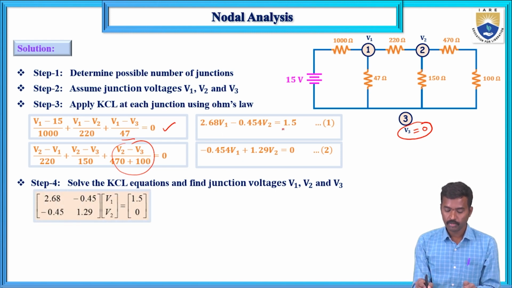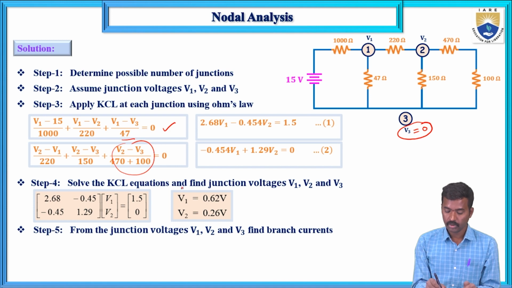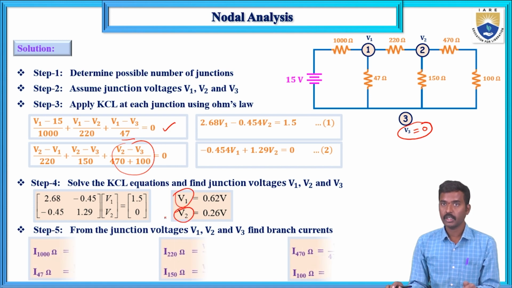2.68 minus 0.45 is equal to 15, minus 0.45 plus 1.29 is equal to 0. If you solve it, you will get V1 equals 0.62 and V2 equals 0.26. From these junction voltages V1 and V2, calculate the currents.